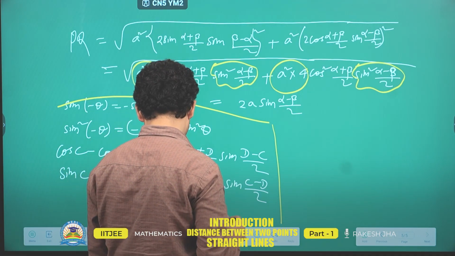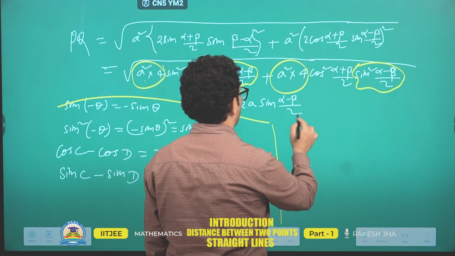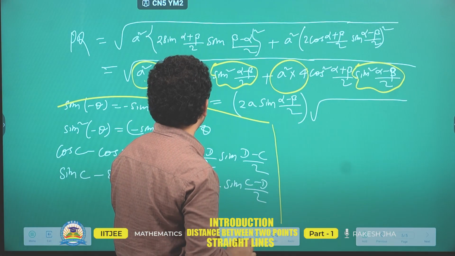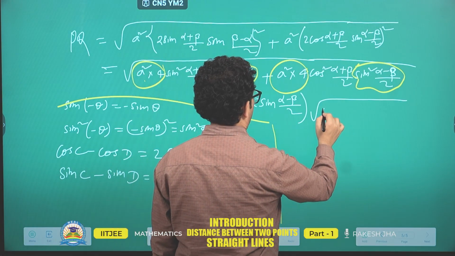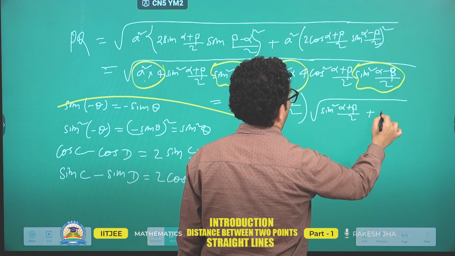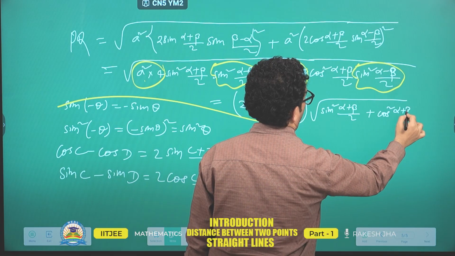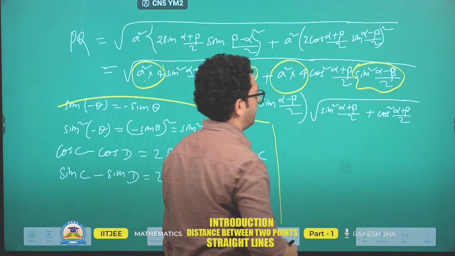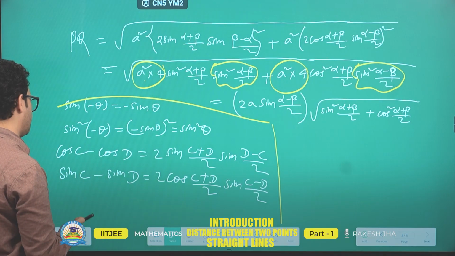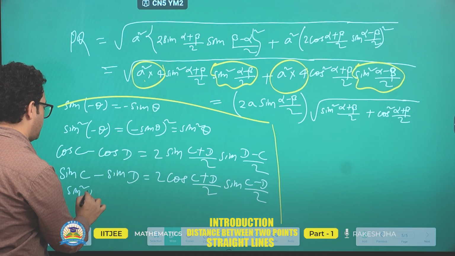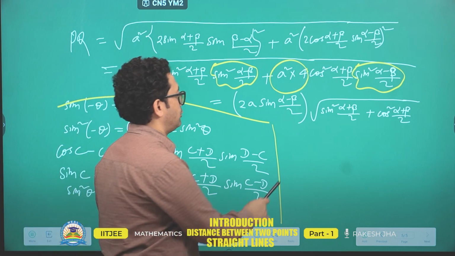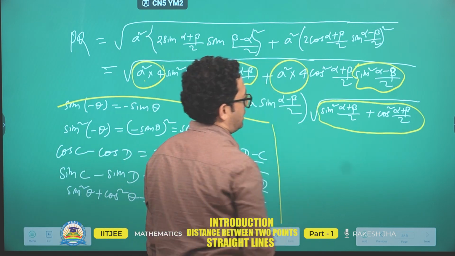Okay, and here, this is the one portion outside the square root, and in the square root, what will be here now? Sine square (alpha plus beta) upon 2 plus cos square (alpha plus beta) upon 2. Okay, so what do we observe? The basic formula sine square theta plus cos square theta is equal to 1. So here the entire portion will be 1.